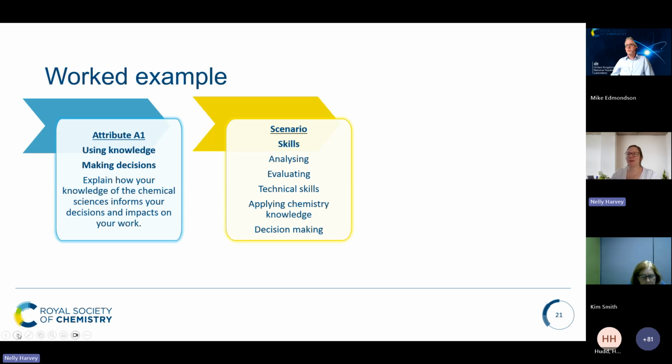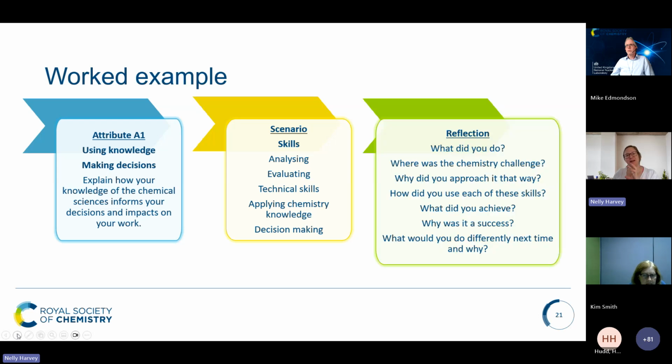Then you can have a think about the skills that you employ along the way, and then have a think about the reflection as relating to those skills. So what did you do in terms of analysing? What approach did you take in terms of evaluating? What technical skills did you use? Did you have to build them? Did you have to develop them? Did you have to go and learn them somewhere else? How did that go? And so on.